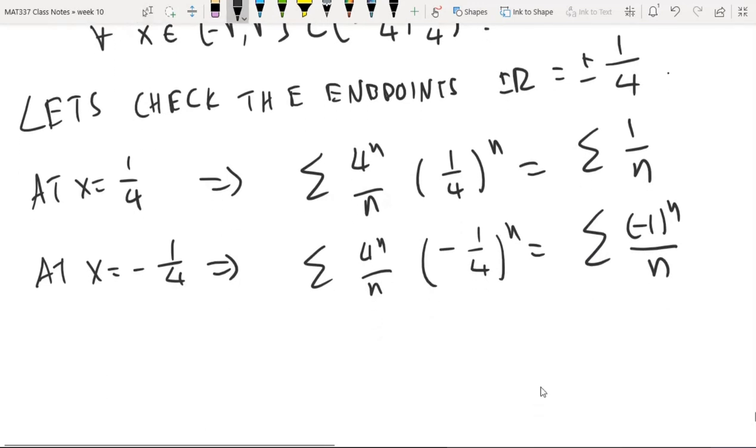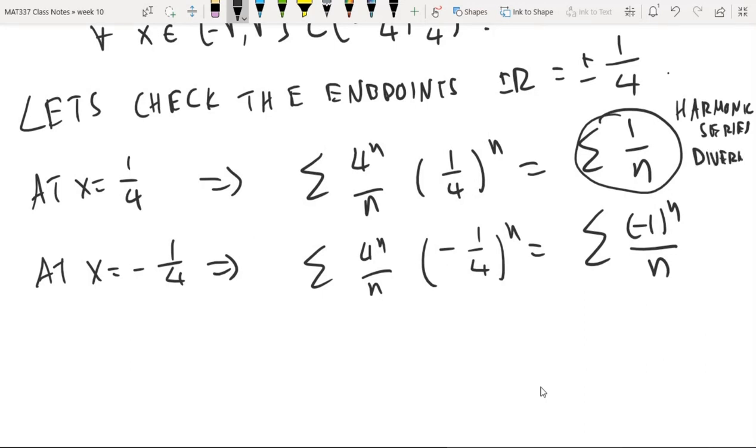Let's see. The first one is called the harmonic series, and it diverges. This one is called the alternating series, and it converges. Just as a quick recall, what's the proof of that?